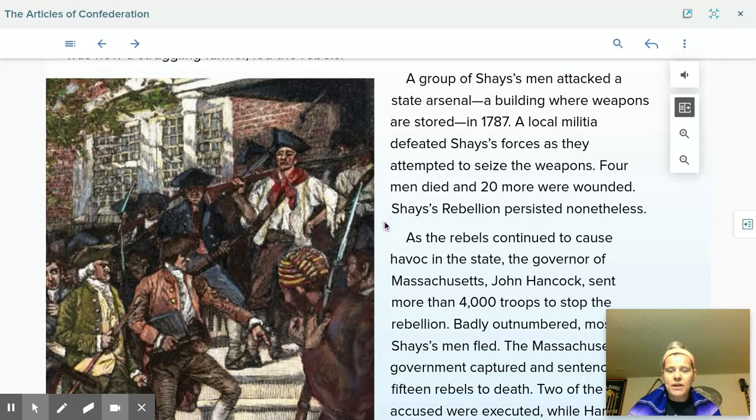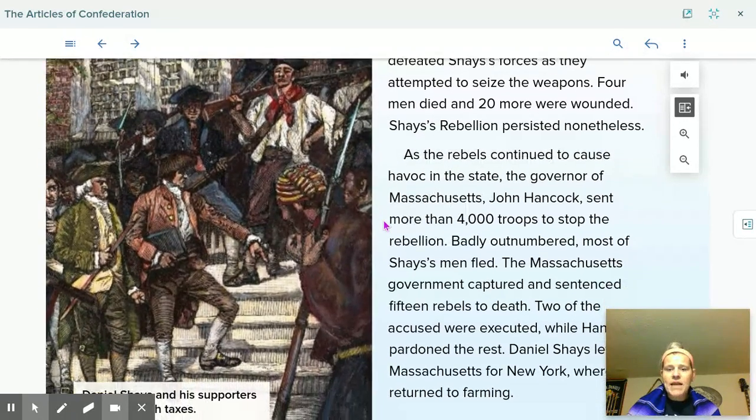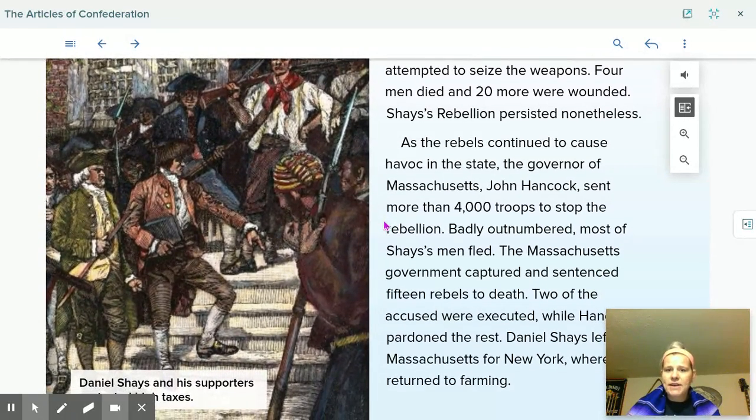Shays' rebellion persisted nonetheless. As the rebels continued to cause havoc in the state, the governor of Massachusetts, John Hancock, sent more than 4,000 troops to stop the rebellion. Badly outnumbered, most of Shays' men fled.